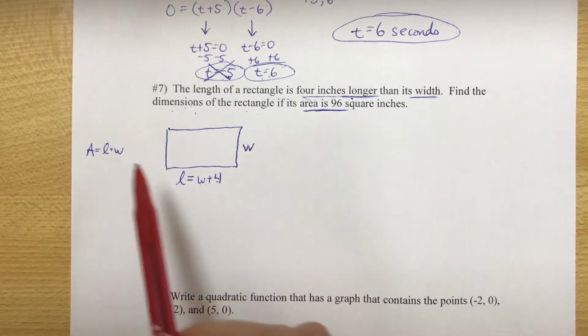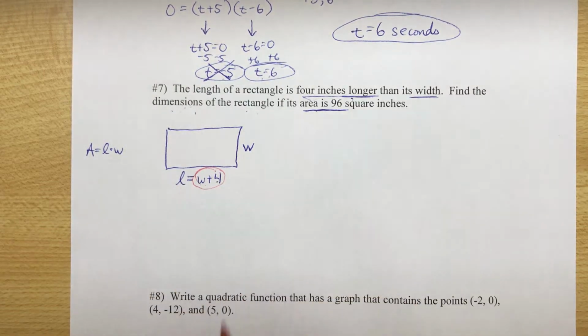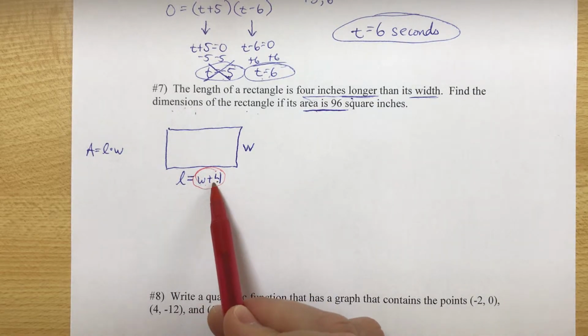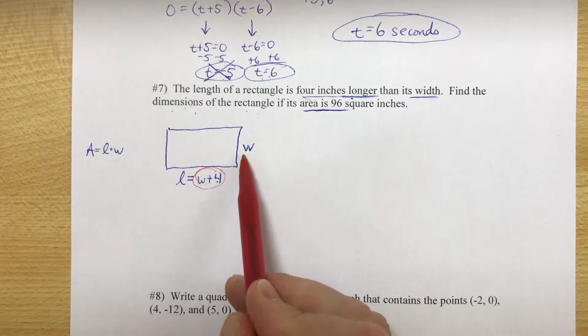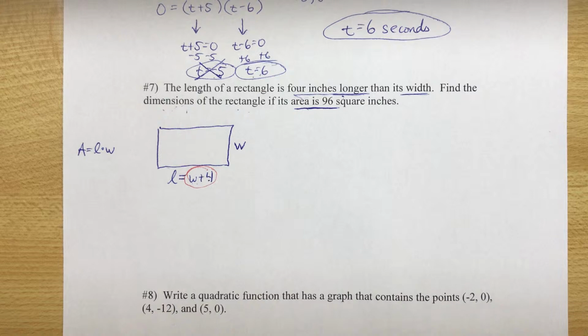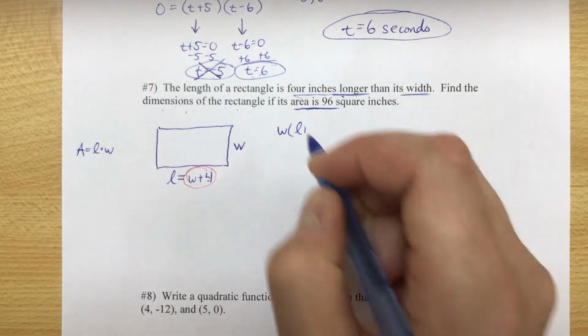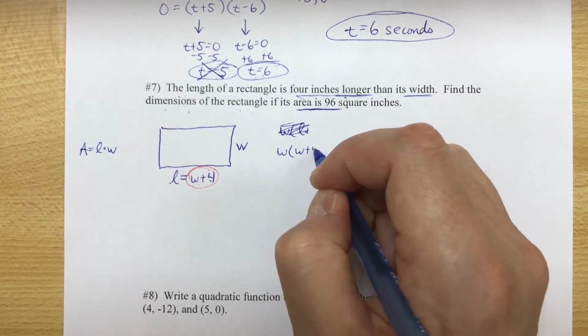So what I'm going to do, I don't want two variables in this. I only want one variable. So instead of using L, let's substitute W plus 4, which is the same thing. The length is 4 inches longer than the width. Okay, so we do length times width equals area. So we're going to make an equation. W times W plus 4.